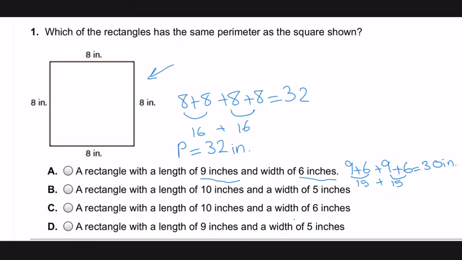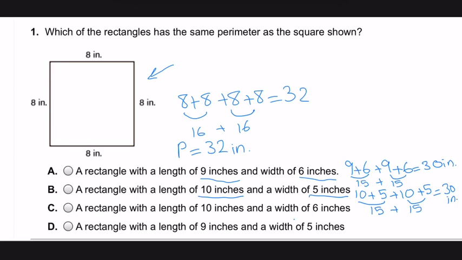Now, rectangle B. The length is 10, the width is 5. 10 plus 5 plus 10 plus 5 is 10 plus 5 again, 15, plus 10 plus 5, 15. 15 plus 15 is again 30 inches.